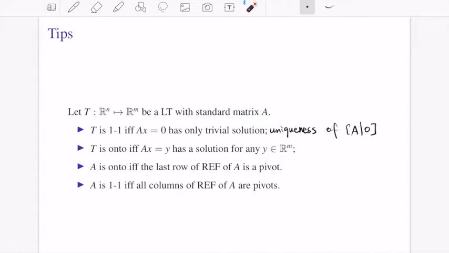Now let's jump to the last rule. T is one-to-one, or A is one-to-one, if and only if all columns of the REF of A are pivots. So for example, if you want to identify uniqueness for this augmented matrix [A | 0], what you should do is reduce this augmented matrix to REF form and see whether there is a free variable or not. If there is a free variable, then uniqueness does not hold. In other words, to get uniqueness, you want all columns to be pivots. There's no free variable.